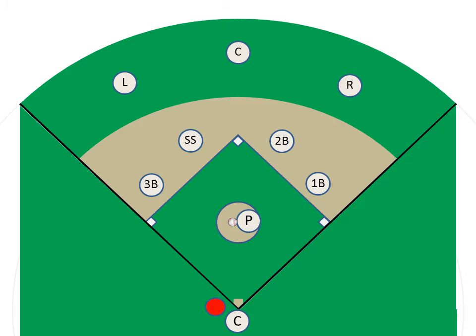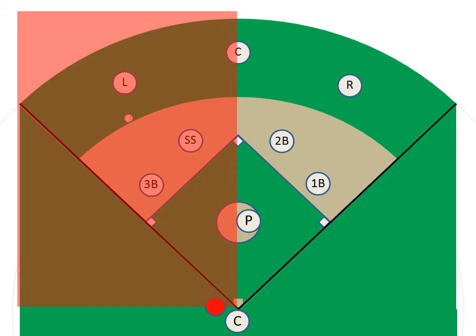Now if the ball is hit a little deeper, the shortstop acts as a relay, and the second baseman covers second base. Notice again that the shortstop aligns himself so that he's in a straight line between the throw from the left fielder to second base. That way he can assist in case the left fielder throws short and needs some assistance there.